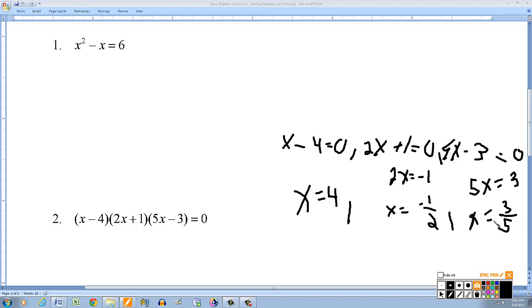And of course, if you want the answer in a solution set, you put your set of braces and then put those numbers in the solution set. So 4, -1/2, and 3/5 is the solution to that equation. Clear?